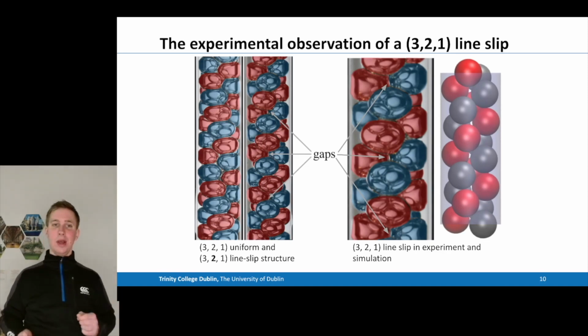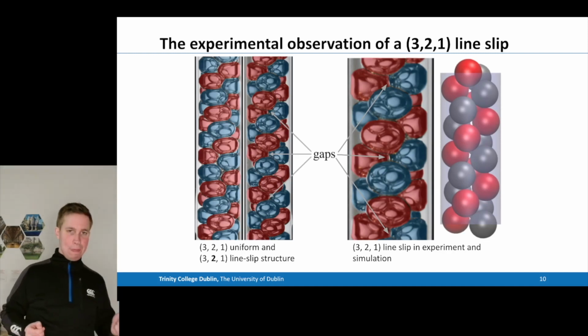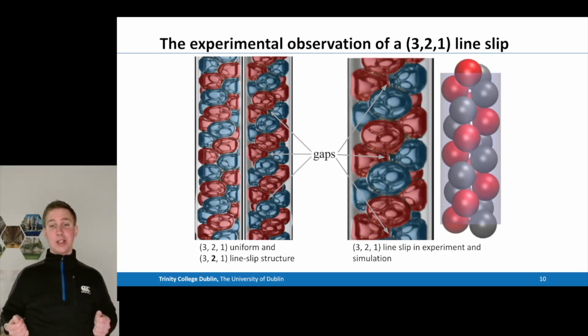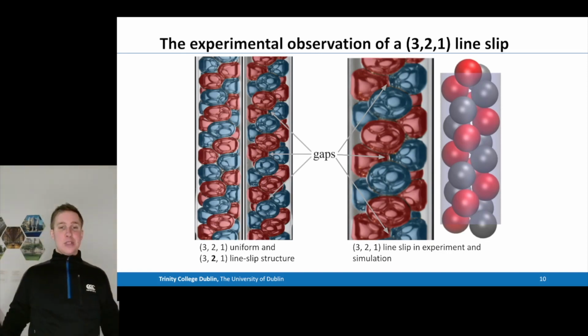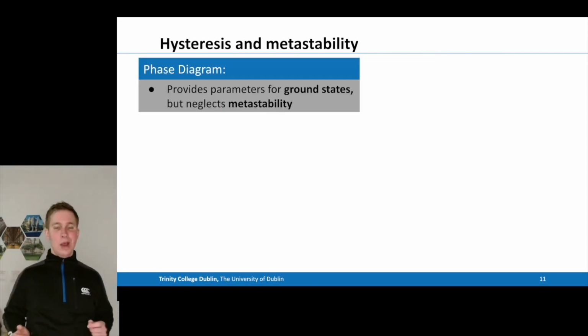At some point we noticed that gaps were opening up between the bubbles. By comparing the experimental image with the simulation image, the structure can indeed be identified as a line slip structure. And to my knowledge, we were the first to ever experimentally realize a line slip structure with a soft matter system. However, the phase diagram does not display the full picture about self-assembling of such structures. It only provides us the parameters under which the ground states assemble, but it completely neglects metastability.